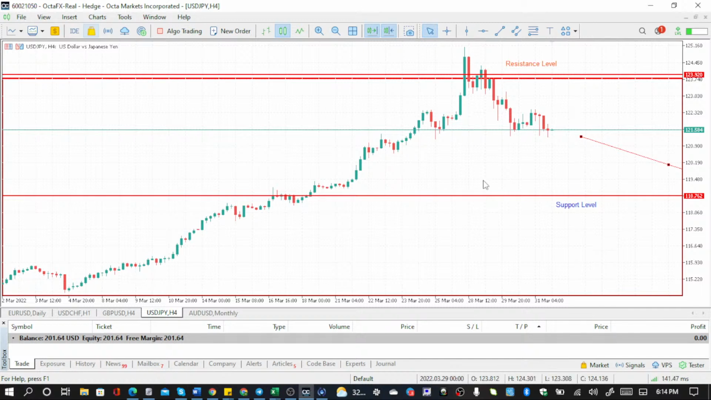Please do pay attention. Now, interesting stuff to note at this level. You can see at the 4 hours that there is a descending triangle.